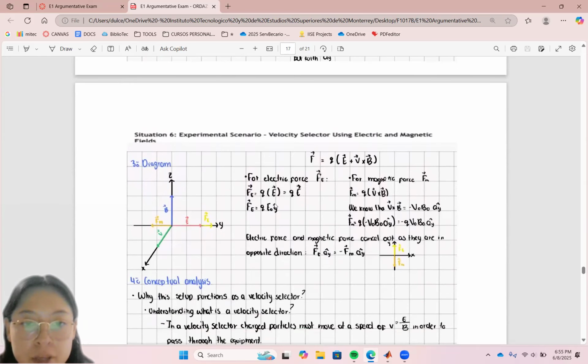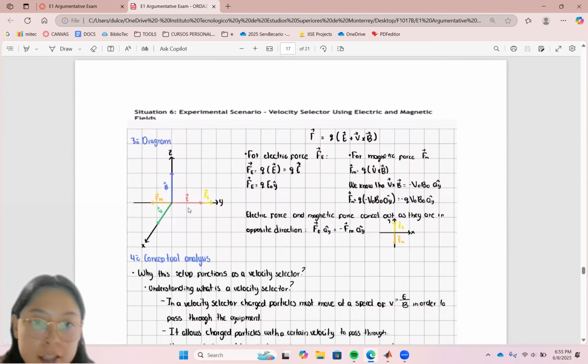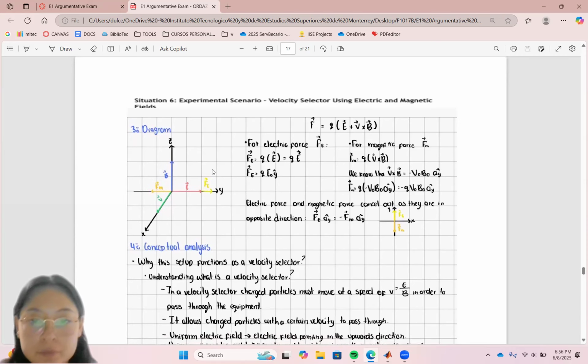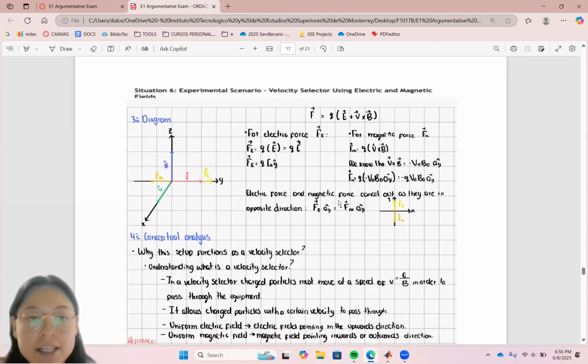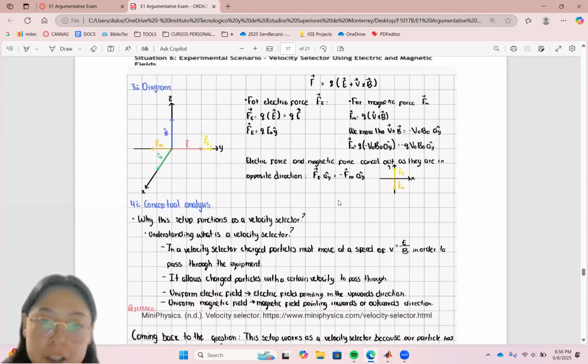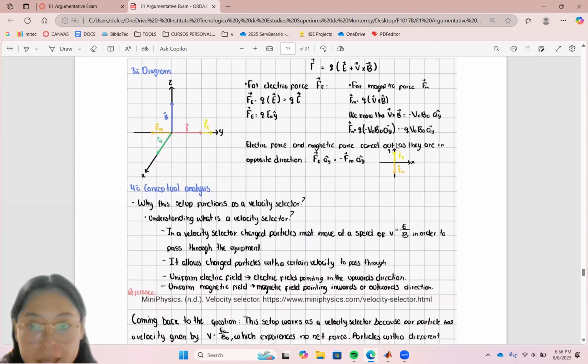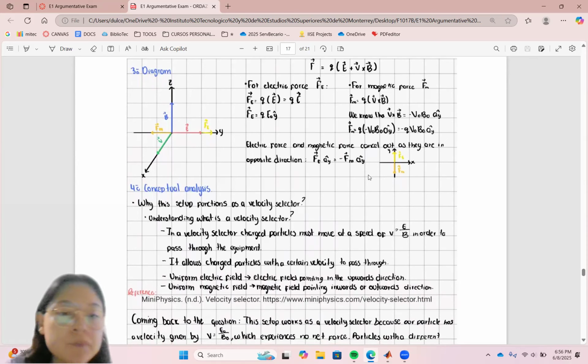And I have here my diagram. So we can see the electrical force goes in the y direction, but the magnetic force goes in the opposite direction, even when the magnetic field goes at the positive z-axis. Well, in this case, we can see that the electric force and magnetic force cancel out as they are in opposite directions. And I summarize this in this tiny diagram.